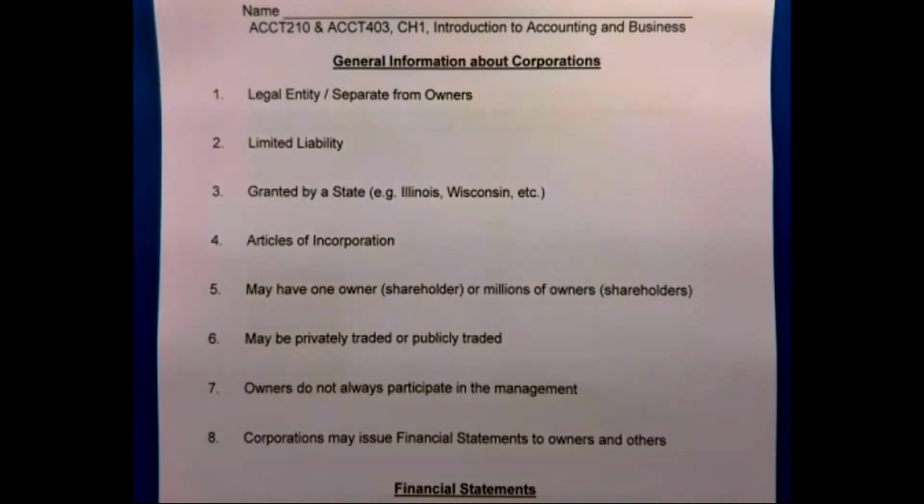You guys may have already covered this in the other classes, but anyway, corporations are kind of a strange thing in that they're almost like what they call a fictitious person.